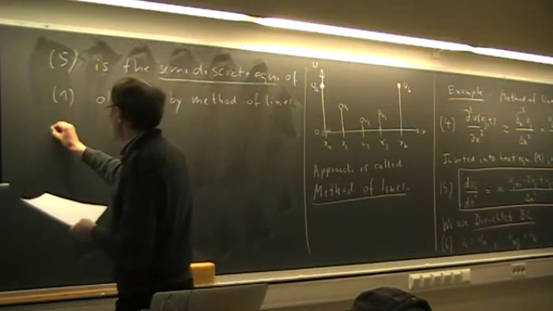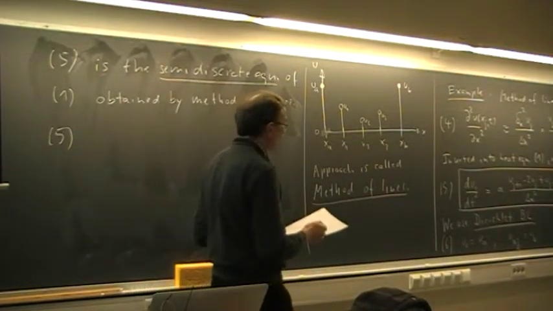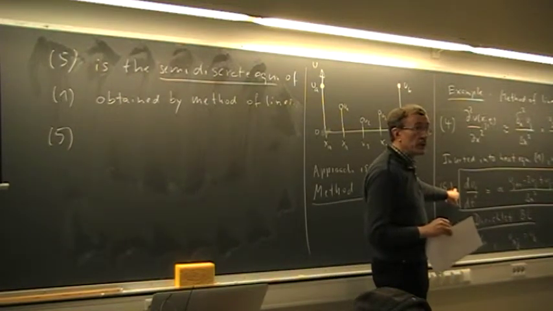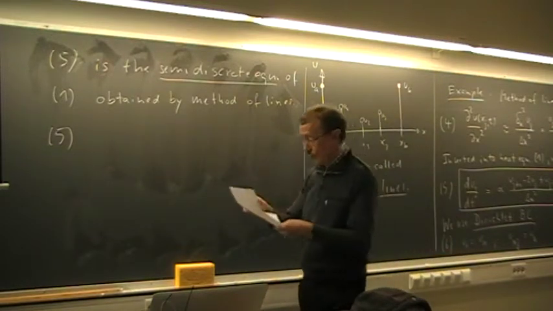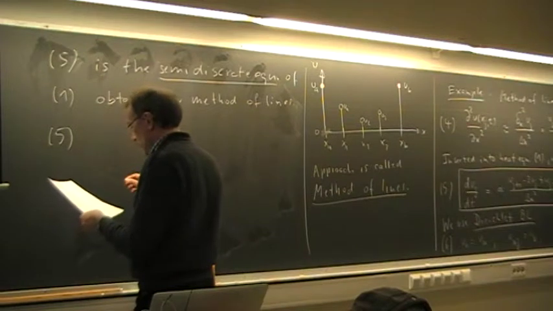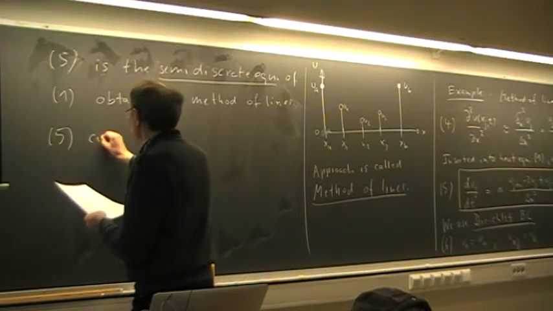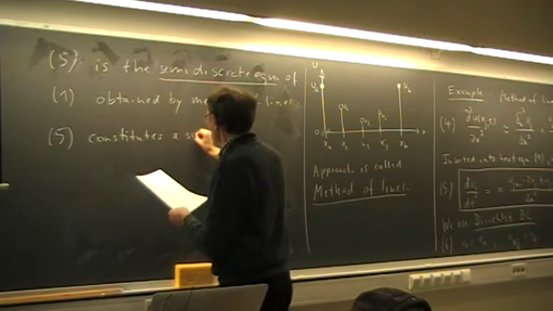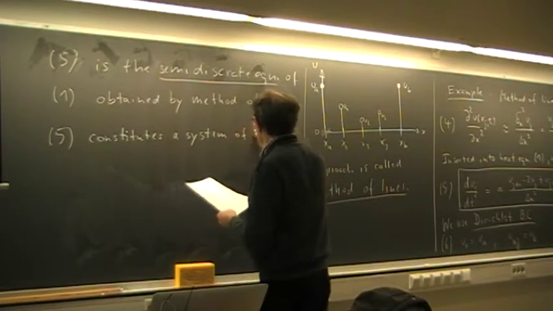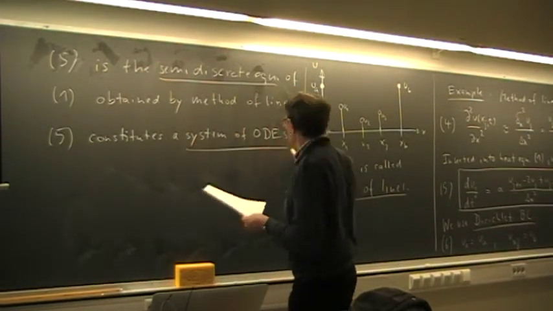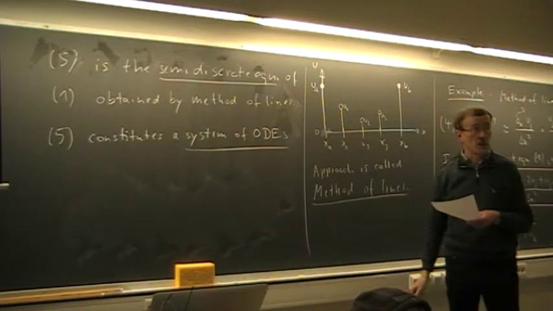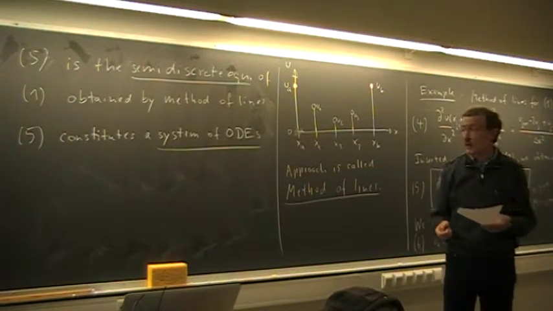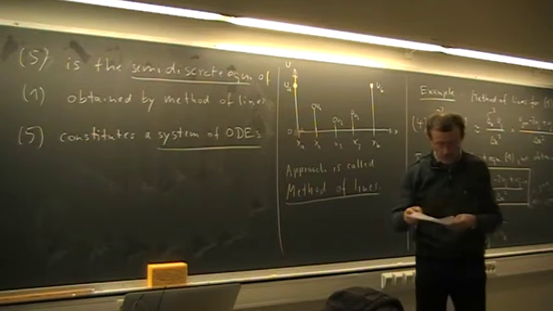And what we can also note when we look at it more carefully is that what we have here is actually a system of ordinary differential equations. So the semi-discrete equation that we derived constitutes a system of ODEs. And then we are back to business, because we can use the methods that we learned when we discussed the time discretization to discretize this system.